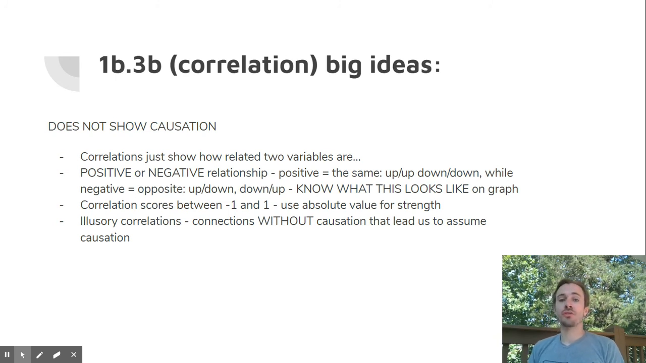Correlation coefficients are scored between -1 and 1. Use absolute value to figure out how strong that is. Okay, so a -1 or a 1 correlation is the strongest. And then finally, be aware and wary of illusory correlations, right? We see some form of connection. When I wear these shorts, I play better, right? It's probably not the shorts.